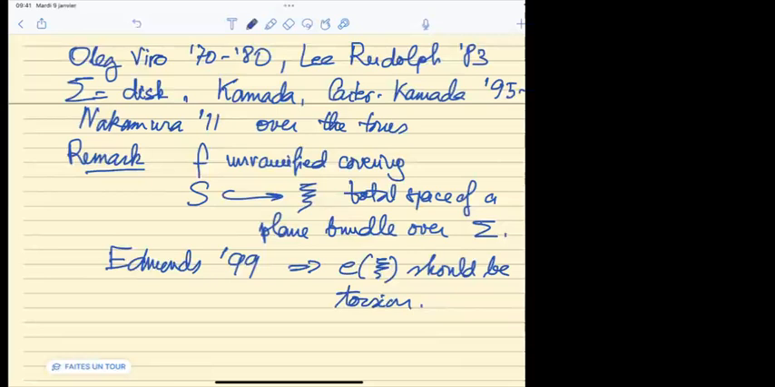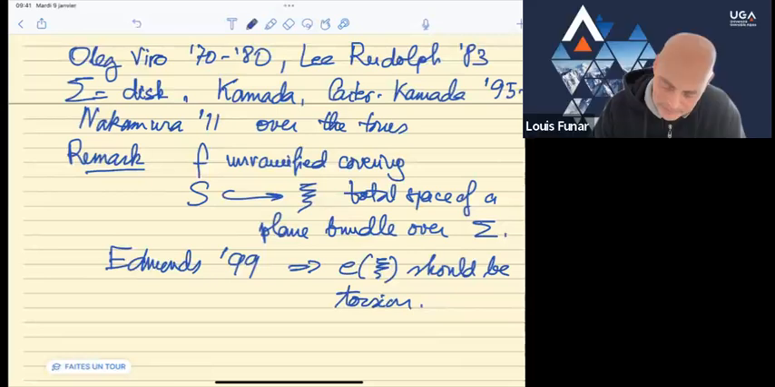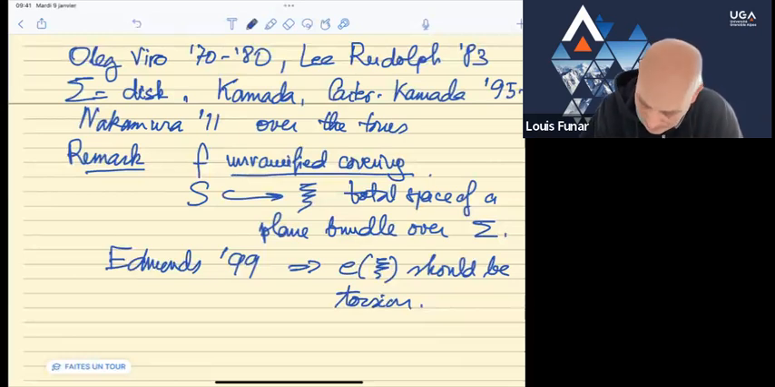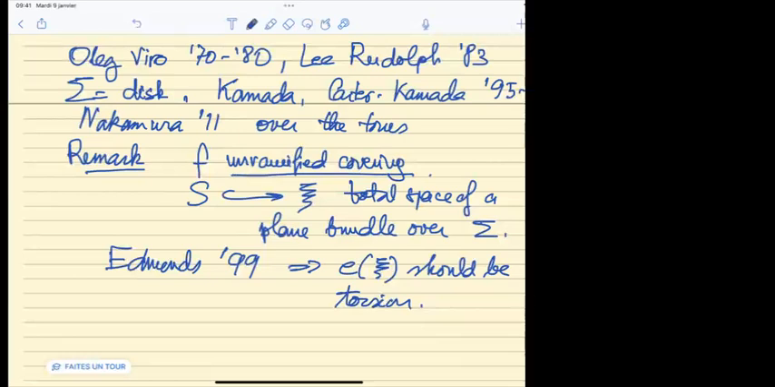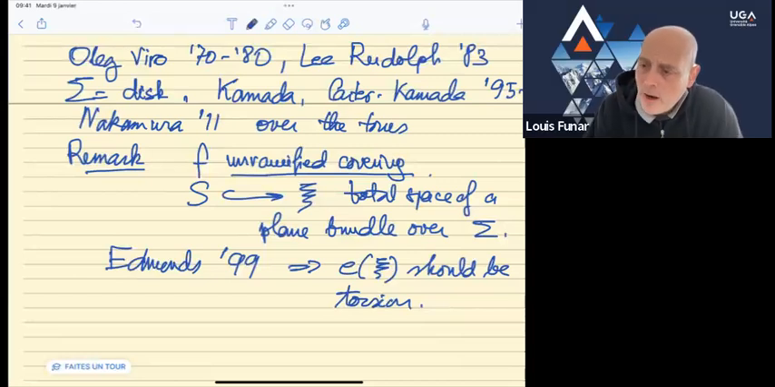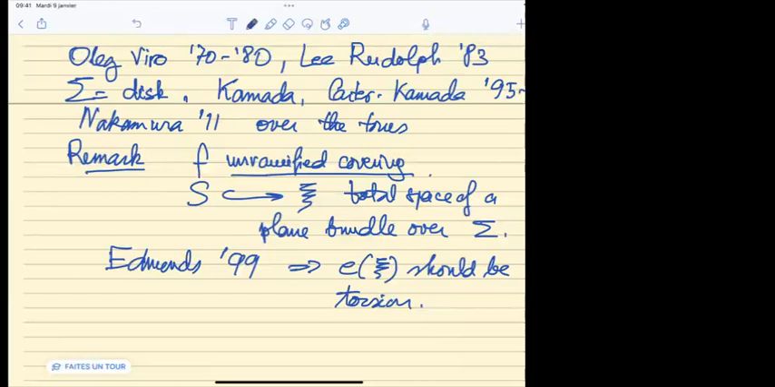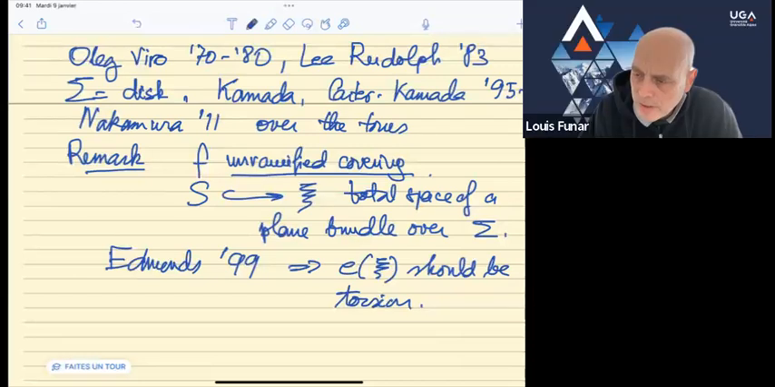If which example exists? So you need to find non-trivial unramified coverings which lift to the total space of a plane bundle over sigma. So not for all, but if there are unramified coverings. I see. That's already quite strong.